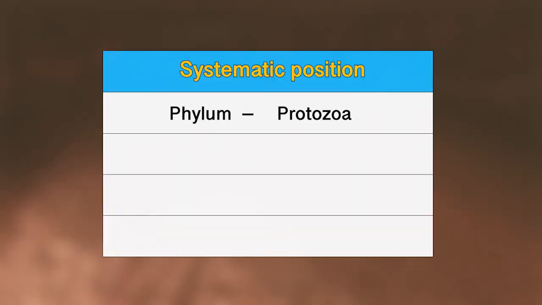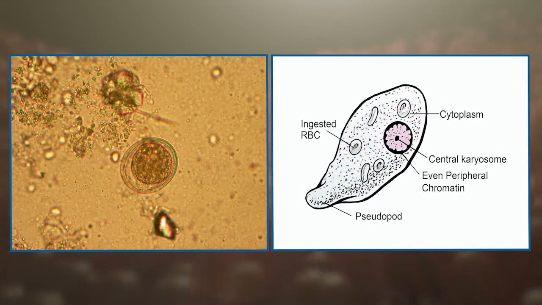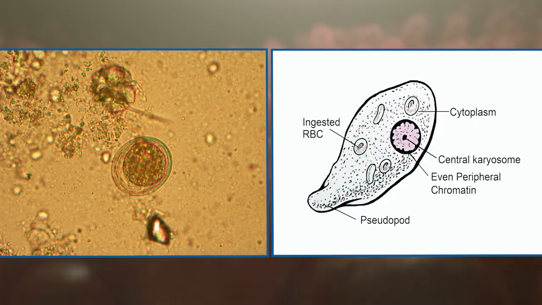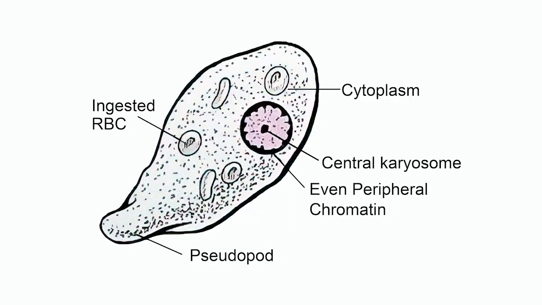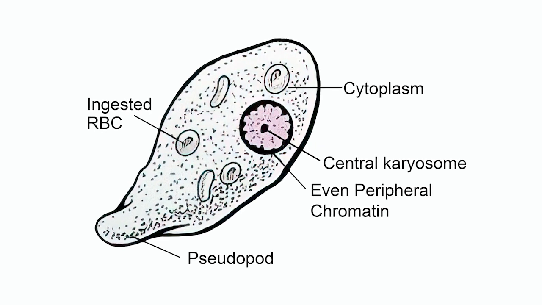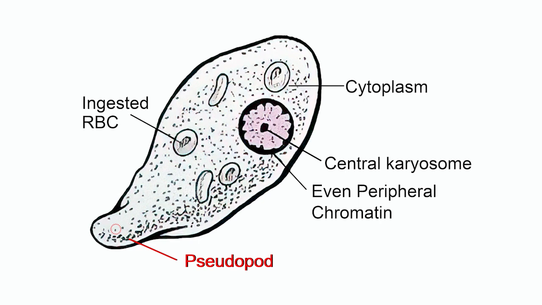So, the systematic position of Entamoeba histolytica includes phylum Protozoa, class Rhizopoda, genus Entamoeba, species histolytica. Now, what we have observed under the slide is that Entamoeba histolytica is a unicellular organism. It exists in the form of a feeding stage called trophozoite or in the form of a cyst. The feeding stage is pathogenic. It is irregularly shaped due to the presence of pseudopodia.